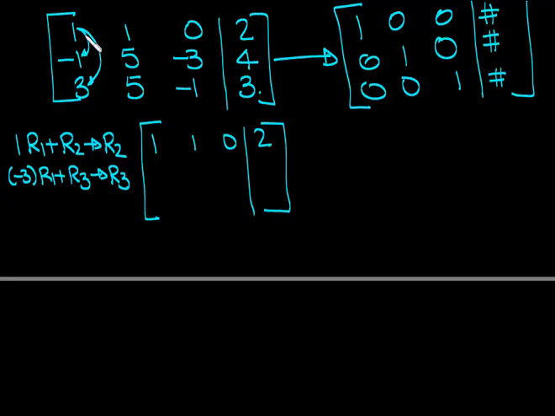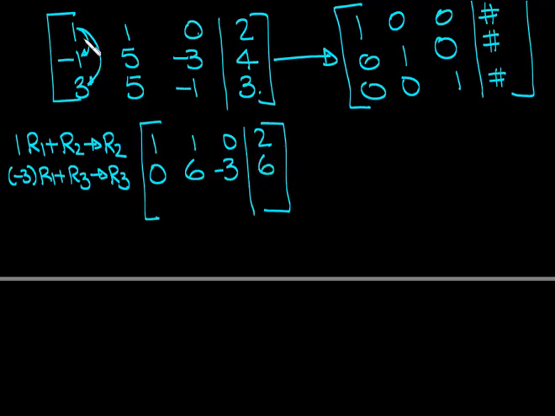Okay, so 1 times 1 is 1, 1 minus 1 is 0. 1 times 1 is 1, 1 plus 5 is 6. 0 times 1 is 0, 0 plus minus 3 is that. 2 times 1 is 2, 2 plus 4 is 6.